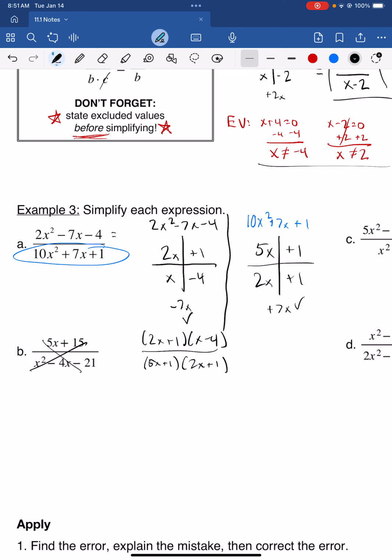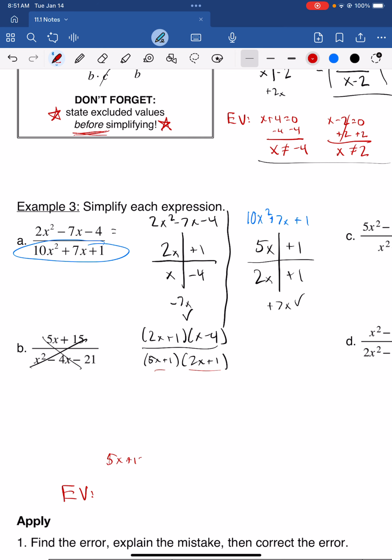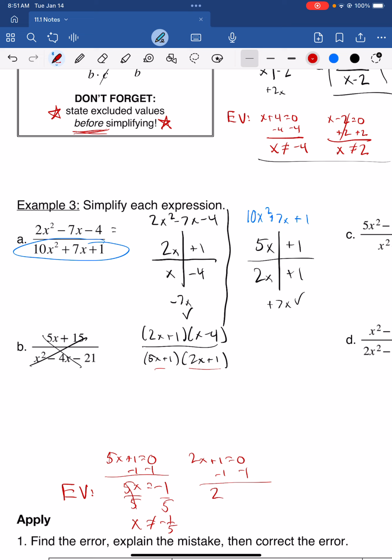All right, now before I can cancel anything out, I need to do my excluded values. And for my excluded values, I set each of the denominators equal to 0. So I got 5x plus 1 equals 0, and 2x plus 1 equals 0. Couple more steps this time. Actually, just one more, I guess. To get x by itself, you'll divide by 5 here, and you'll get x cannot equal negative 1/5. And then same process over here. 2x equals negative 1, divide by 2, and you get x cannot equal negative 1/2. So there's your excluded values.